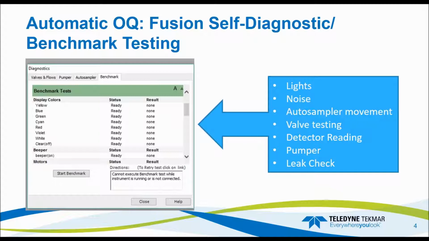It tests the valves, to make sure they click on and off correctly, that the detector is reading properly, that the syringe and pumper are moving properly, and it also checks for leaks. So that can be part of your OQ if you just want to run an easy benchmarking test. All you have to do is hit start benchmark and go through that process.